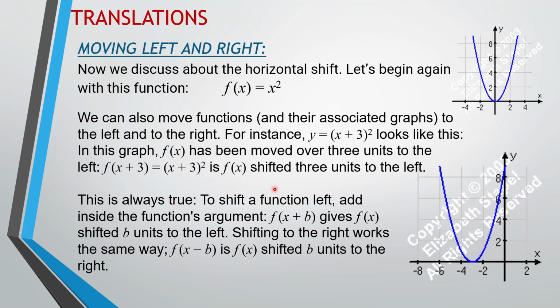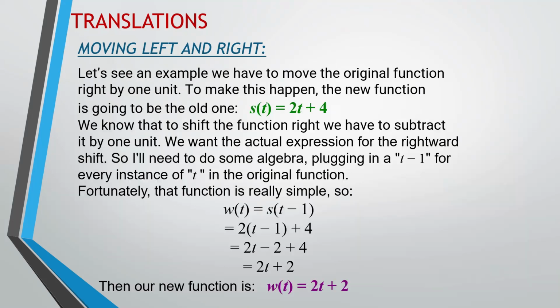This is always true to shift a function left: add inside the function's argument. f(x + b) gives the function shifted b units to the left. Shifting to the right works the same way: f(x - b) is f(x) shifted b units to the right. It is opposite to the rule for moving up and down, where if we add, the function moves up, and if we subtract, it moves down. But in this case it is opposite: if we add, the function moves to the left, and if we subtract, the function moves to the right.